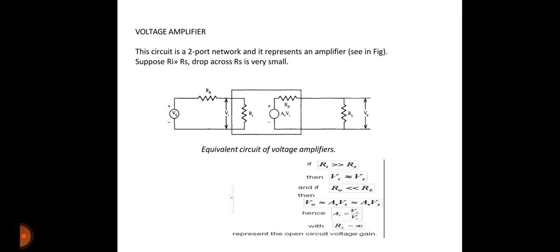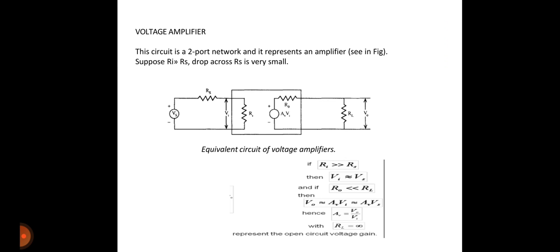Coming to the voltage amplifier, this is the equivalent circuit of a voltage amplifier. The figure shows the Thevenin's equivalent of a voltage amplifier. The Thevenin's equivalent is nothing but the equivalent circuit, the internal circuit, of the voltage amplifier. At the input side the source is connected, and at the output side the load is connected.